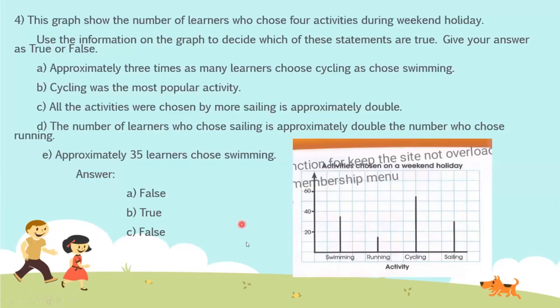It's false. Because comparing all the activities means you are comparing swimming, running, cycling, and sailing. After that, you are comparing sailing as approximately double. No, sailing is only less. So it is false. Now the D part.